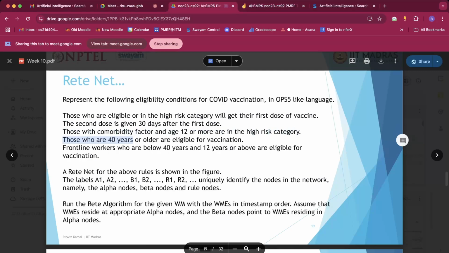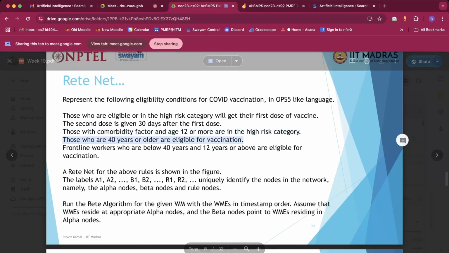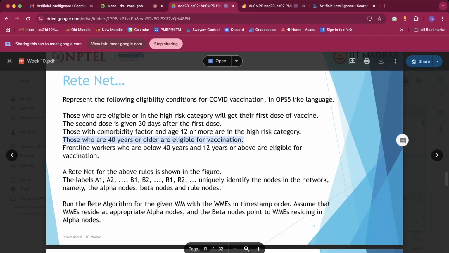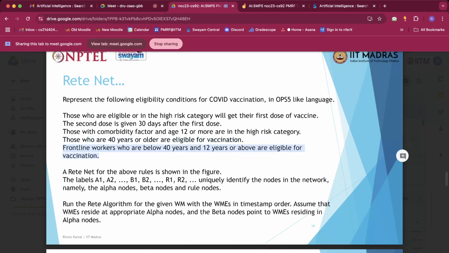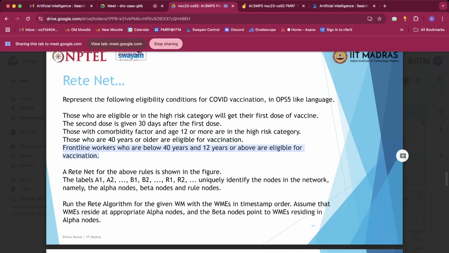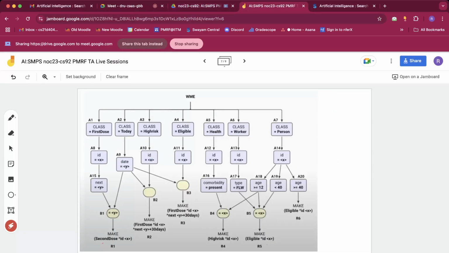Similarly, those who are 40 years or older are eligible for vaccination, which is coming from this part. Okay, those who are 40 years or older are eligible for vaccination. And let's verify the last piece of information given to us, which is frontline workers who are 40 years or below and greater than 12 years are eligible for vaccination. That is represented by this part of the RetainNet.